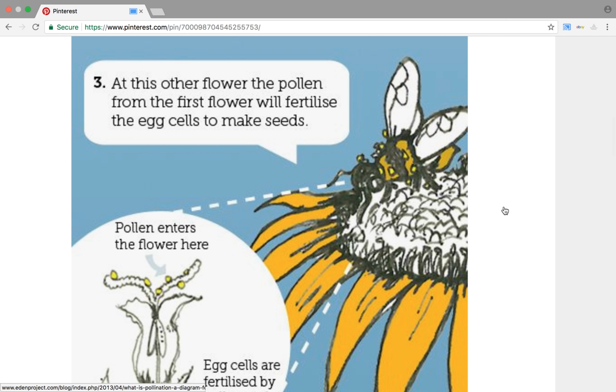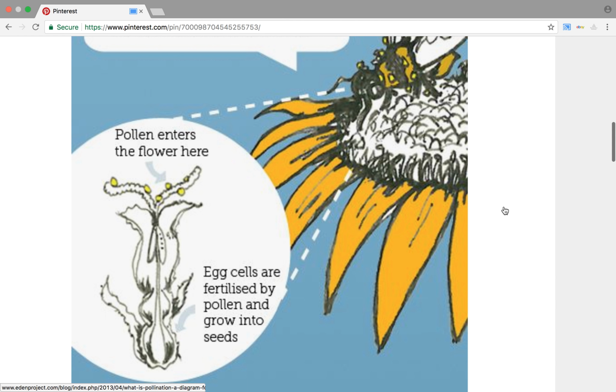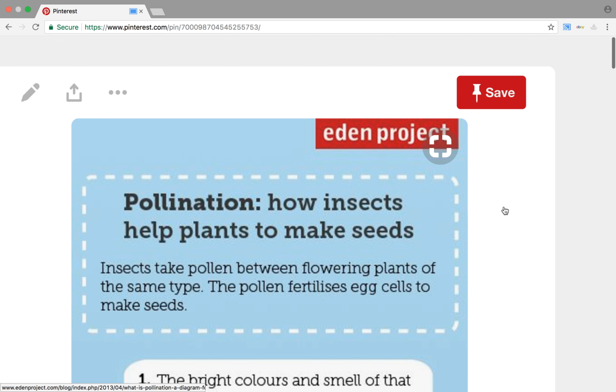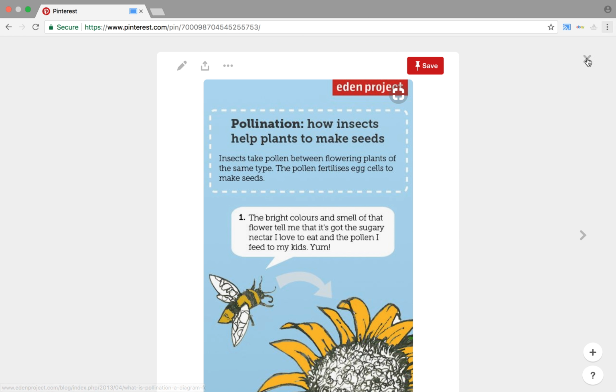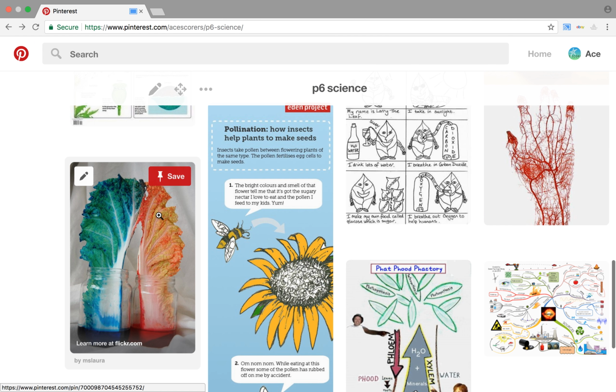Taking the pollen with it, so the pollen grain will fertilize the egg cells to make seeds. Okay, they grow into seeds when it flies to that one. So this is the process of pollination. This is how the insects help in the process of pollination. Okay, so I'm skipping topics here, jumping across. Okay, next one.